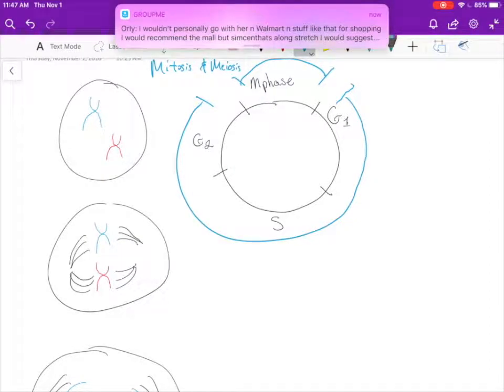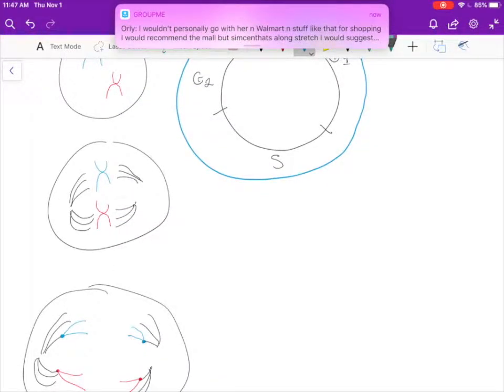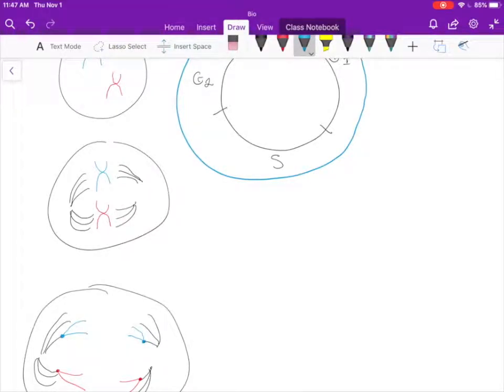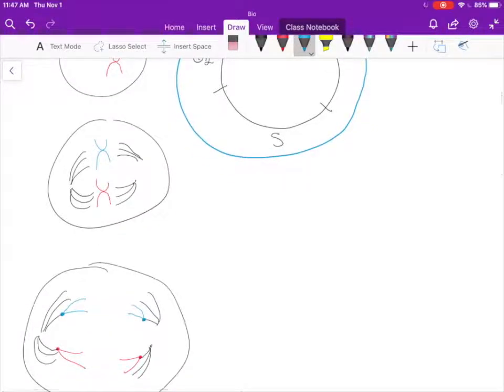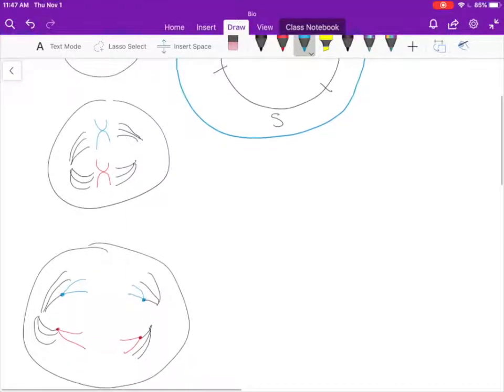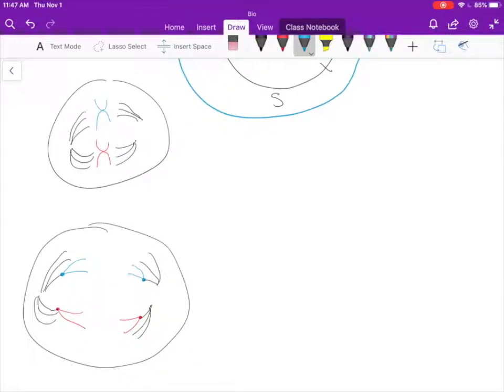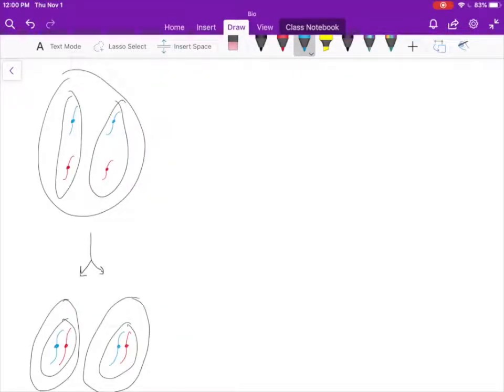In prometaphase, chromatins attach to spindles, and they start to move to the middle of the cell. And then in metaphase, the chromosomes are aligned right in the middle of the cell, and then in anaphase, chromosomes are separated into chromatids, and then they split via microtubules.